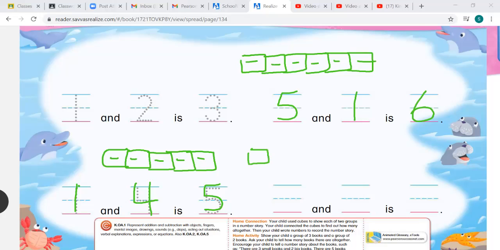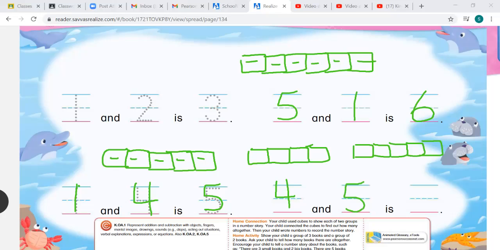Let's say we have 4 boats on the lake. So we are going to put 4 cubes. We're going to attach them together. And then 5 more boats come out onto the lake. So let's add 5 cubes. We want to know how many all together or in all. So we first have four boats, and 5 more boats come. So we want to attach our cubes together.